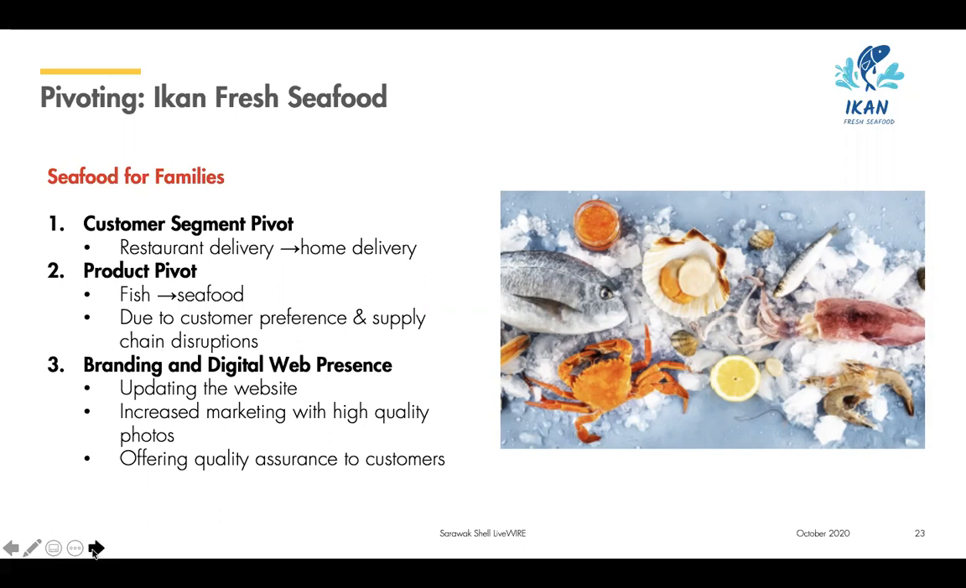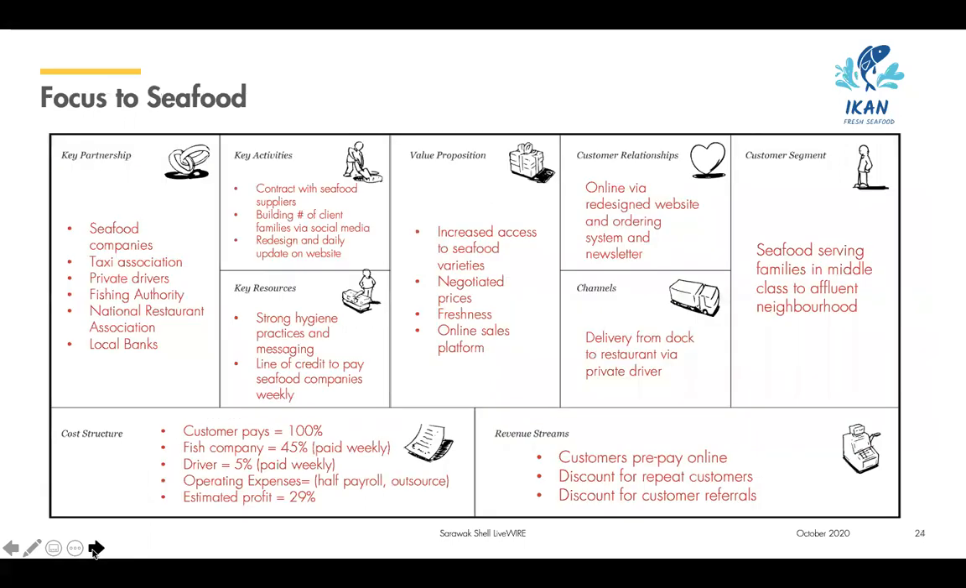Right? It's interesting, even when we're talking about finance today, cash and cost management, we still go back to our business model canvas. So this is the new business model canvas. Before this, they were focusing on food, on fish. Now they are focusing on seafood, right? So here, the new customer segment is seafood serving families in middle class and affluent neighborhood, meaning that they're not just targeting broad families, they are targeting middle class and affluent areas which are maybe not so affected by the COVID-19 economic effect, right?